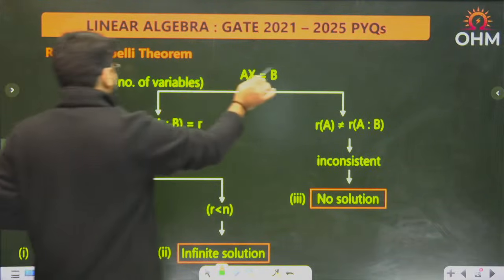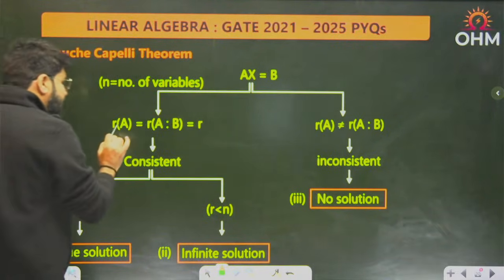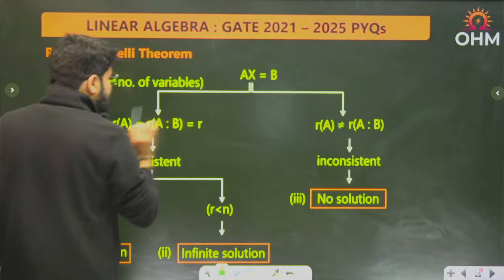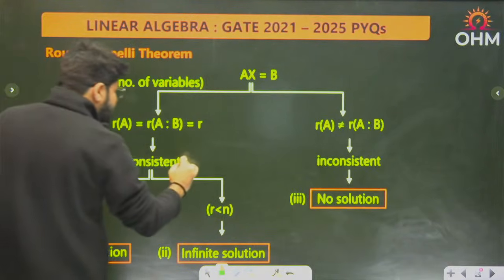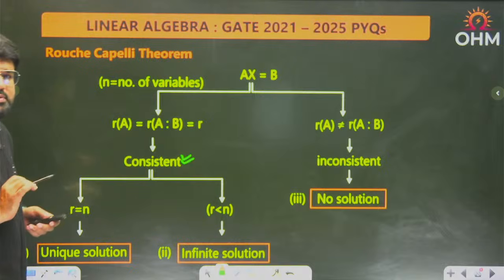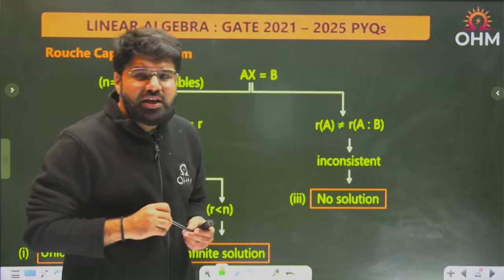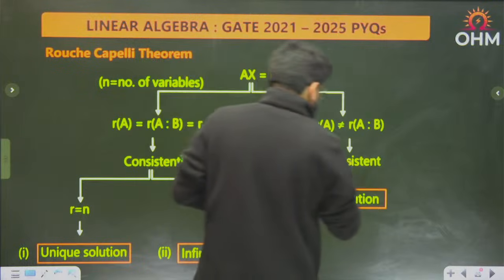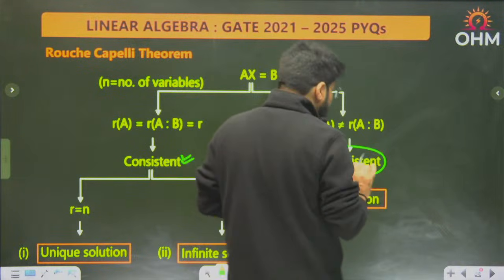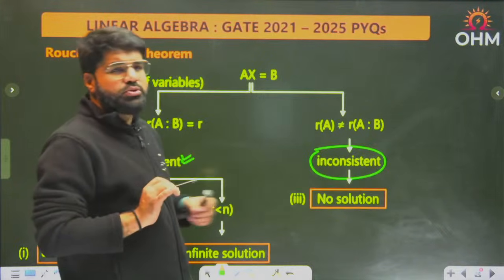Suppose Ax equal to B, and the rank of A equals the rank of A|B, and suppose both ranks are equal to R, then the system is consistent. That's what Rouché-Capelli's theorem says. But if rank of A is not equal to rank of A|B, then the system is inconsistent, meaning not solvable. Inconsistent means no solution.